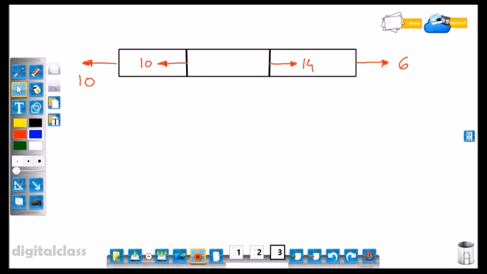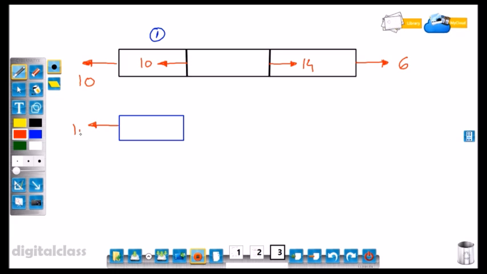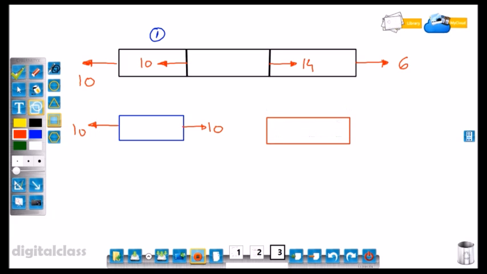Now, this is a bar loaded with different forces at different sections. If we consider this as section 1, this section must be in equilibrium. That's why we consider left forces equal to right forces. So here a 10 kilonewton force is acting on both sides of the section.